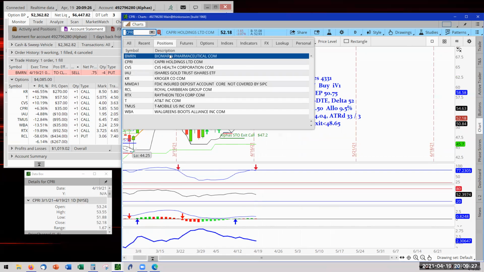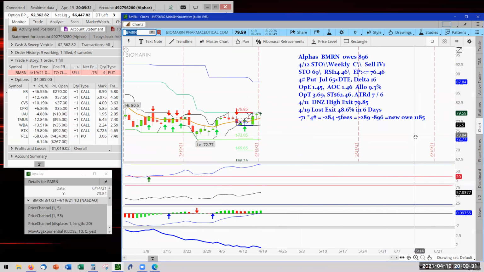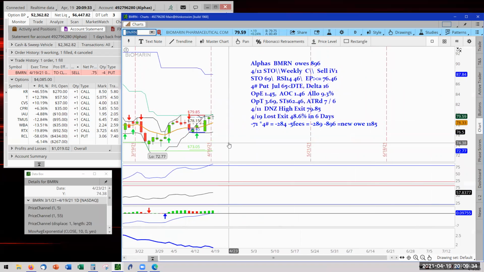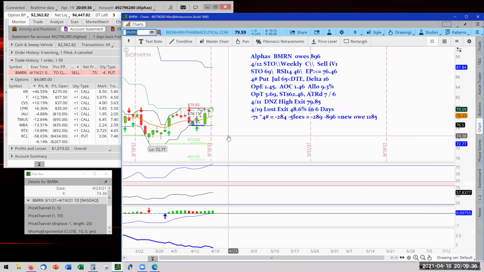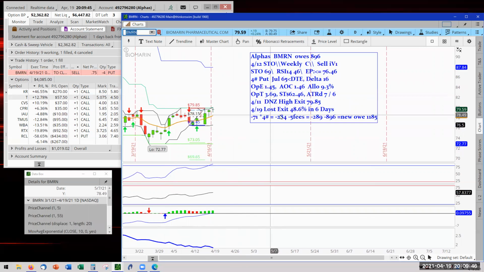We had a loser on BioRim. And here is the unfortunate thing, and this happens. Remember, on the law of averages, we had two good wins in the past 2 weeks, so we were due for a bit of a heavier loser. And we got hit here with BioRim at 48% in 6 days, a loss of $71 on four contracts of $284, with $5 in fees for $289 total loss on the trade, adding it to $896 carried forward for a new total of $1185.